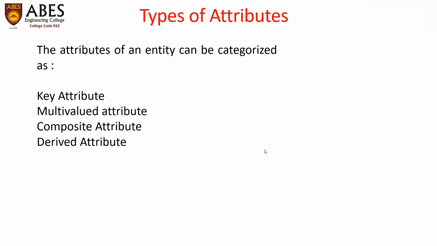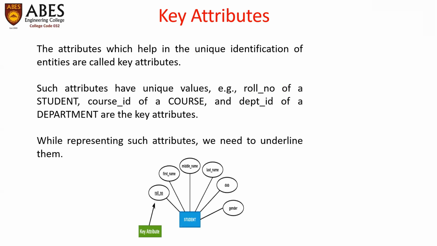Now let us discuss the types of attributes. The attributes can be categorized as key attributes, multi-valued attributes, composite attributes, and derived attributes. Let us discuss them one by one. What are key attributes, first of all?